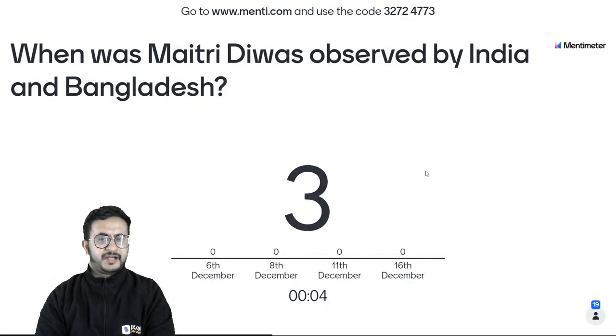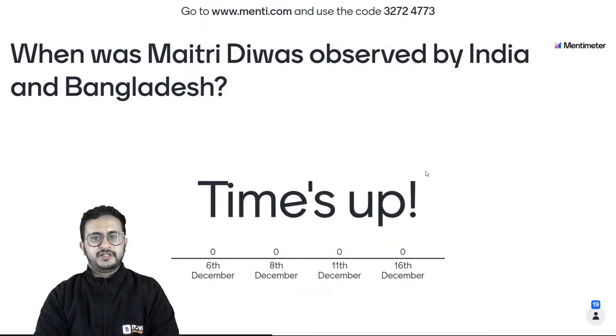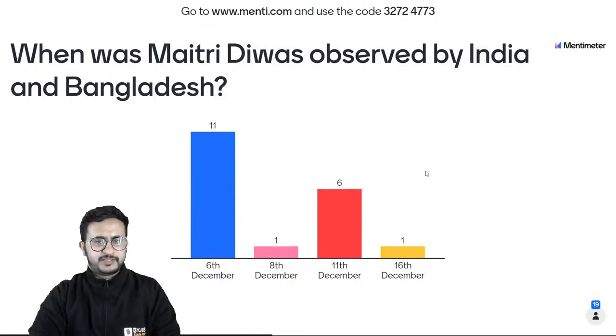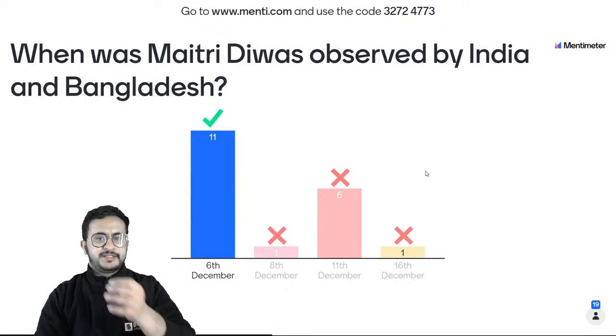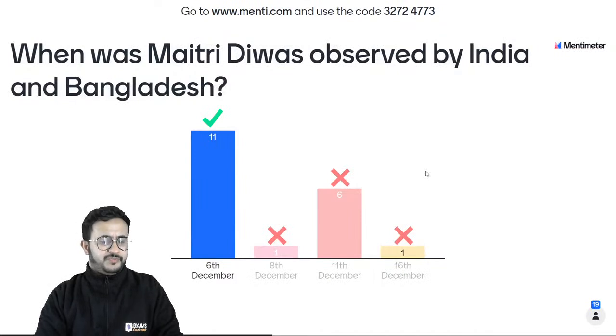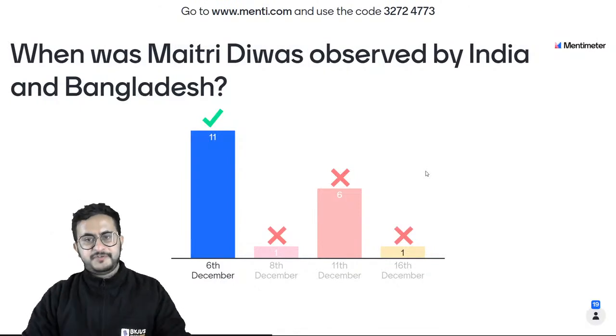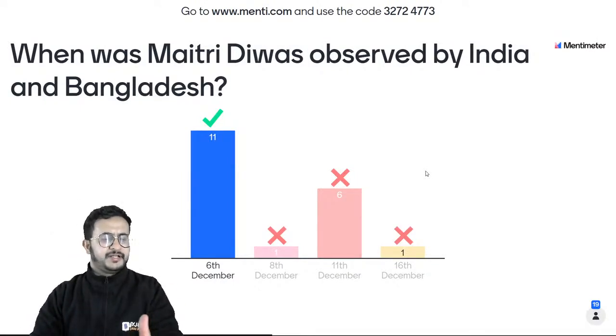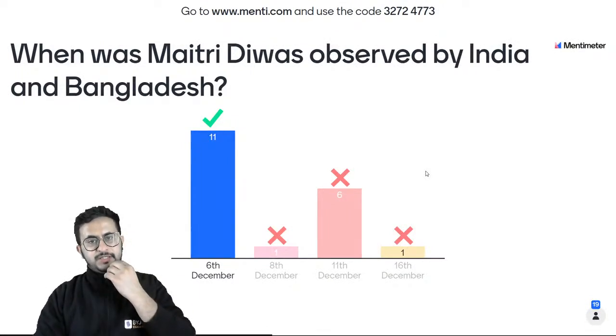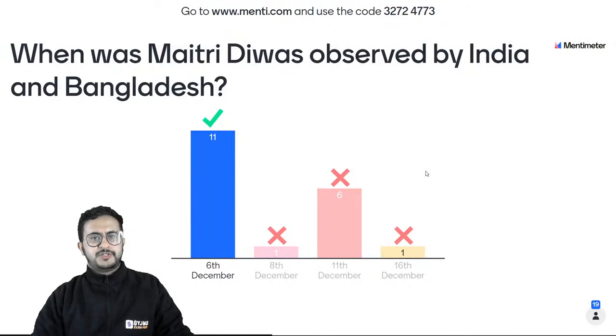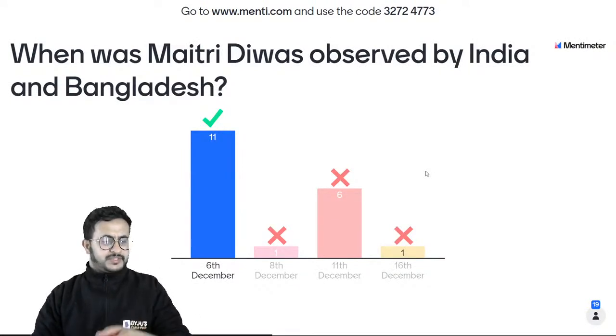So India and Bangladesh have had good relations. India was the first supporter of Bangladesh at that time. So the right answer is 6th of December 2021 it was observed. Bangladesh was formed on 16th of December. So 10 days prior to that, India had supported the formation of Bangladesh, right? That is why the day is observed as Maitri Divas. 16th of December is observed as Vijay Divas, the day when India defeated Pakistan in that war.